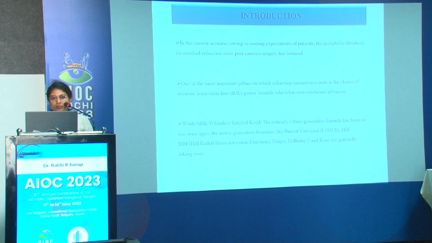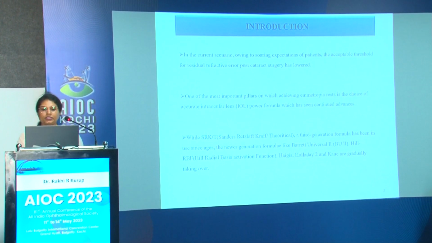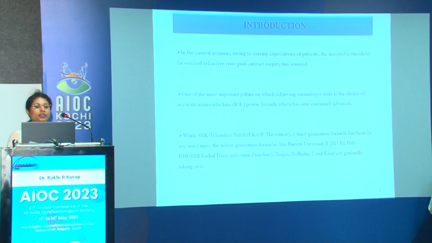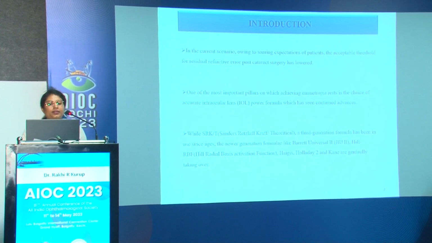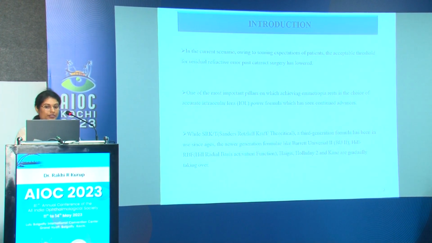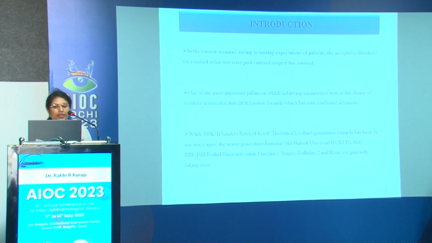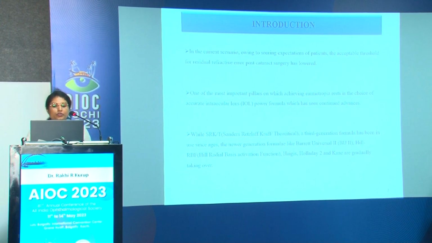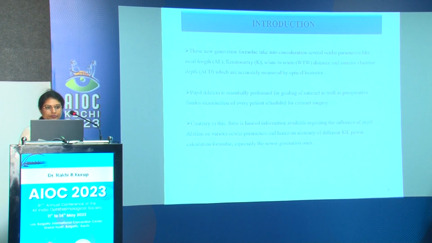calculation formulae. Introduction: in the current scenario, owing to the soaring expectations of the patient, the acceptable threshold for refractive error post-cataract surgery has lowered. One of the most important pillars on which achieving emmetropia rests is the choice of accurate intraocular lens power formula, which has seen continued advances. While SRK-T, a third generation formula, has been used since ages, the newer generation formulae like Barrett Universal 2, Hill RBF, Haigis, Holladay 2, and Kane are gradually taking over.